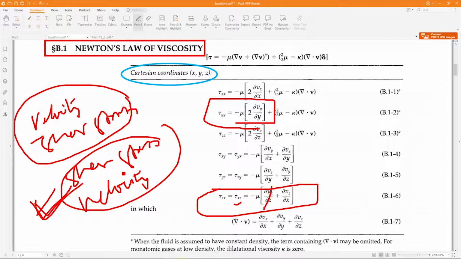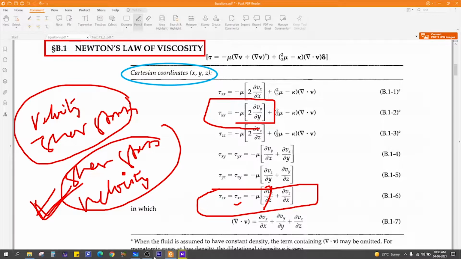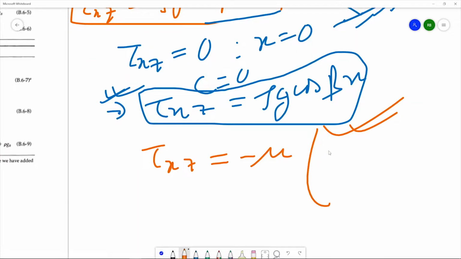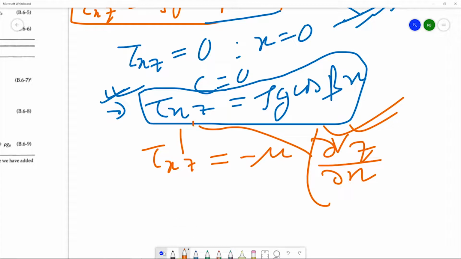So this is minus mu times dou vx by dou z plus dou vz by dou x, right? Now this term will be 0 because vx is 0. So we are left only with minus mu dou vz by dou x. You can write it here. Just simply put it in this formula here, and integrate.